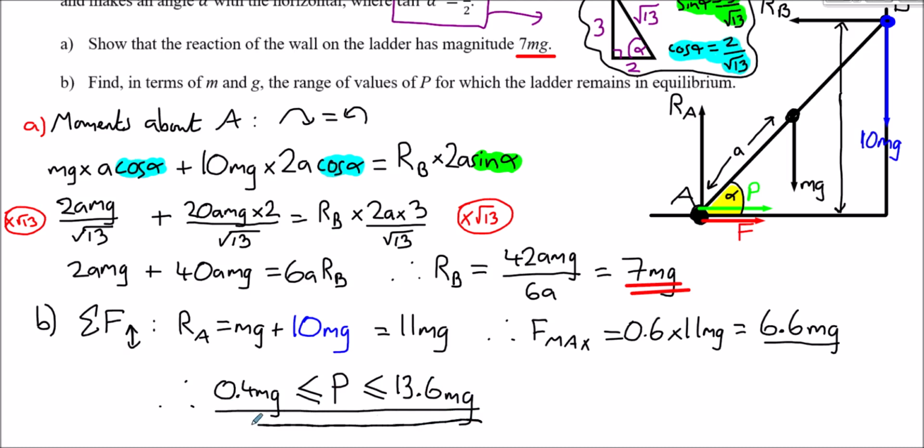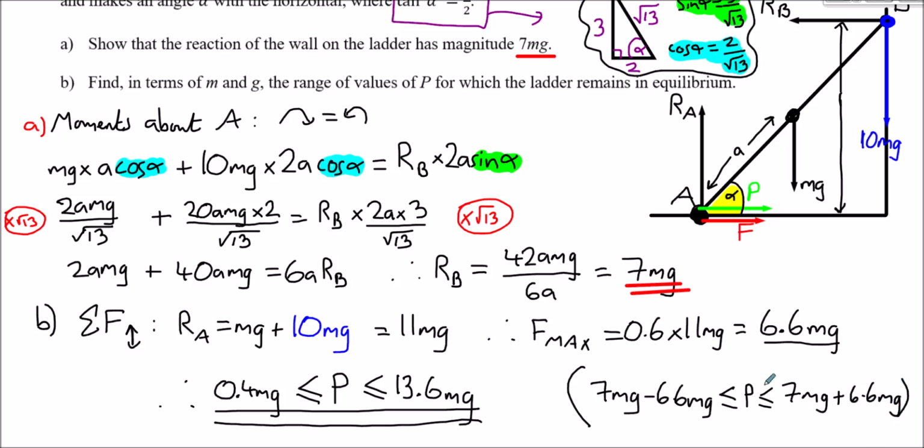Another way of thinking about this is as follows. So I'm putting this in brackets. So P needs to be in between the reaction minus Fmax and the reaction plus Fmax. And that's where those numbers have come from, in case you're wondering about my explanation being a bit iffy, or in case you didn't follow it the first time.